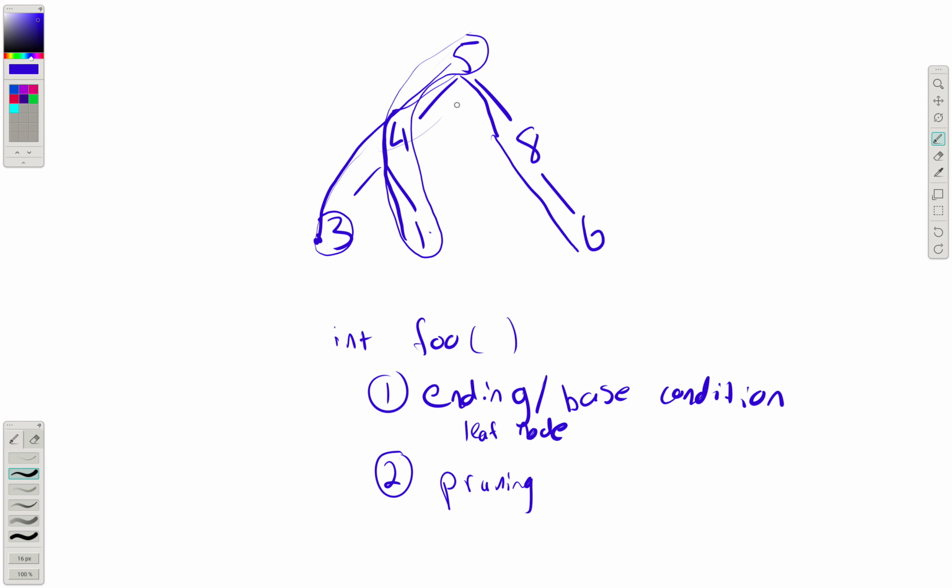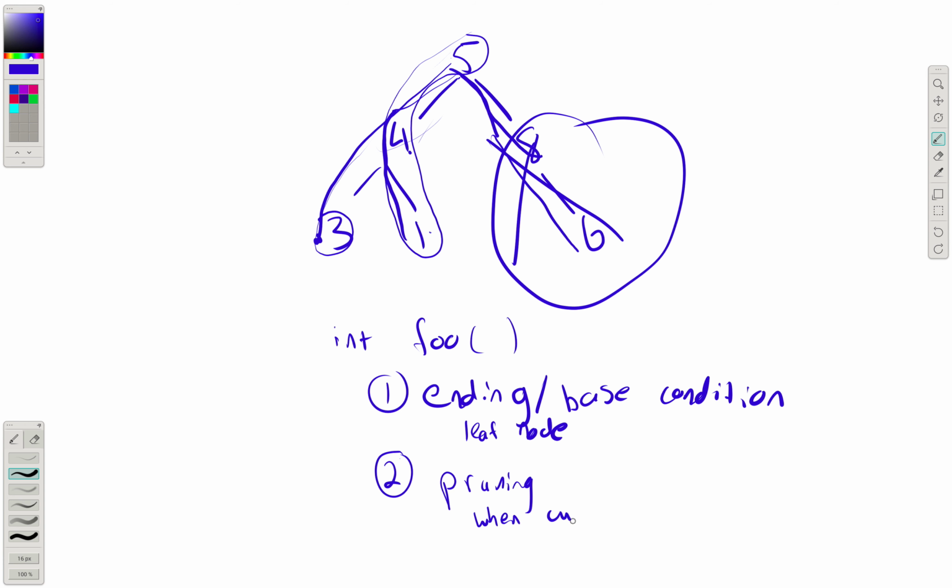This is like if you can cut it off before you get to that base condition. So maybe we could cut it off if we go 5 to 8 and we're looking for 10. 5 plus 8 is 13. It's already too much. We can cancel out this entire subtree, however long it is. So pruning: when current sum is greater than the target. I mean, we're assuming there's no negative numbers.